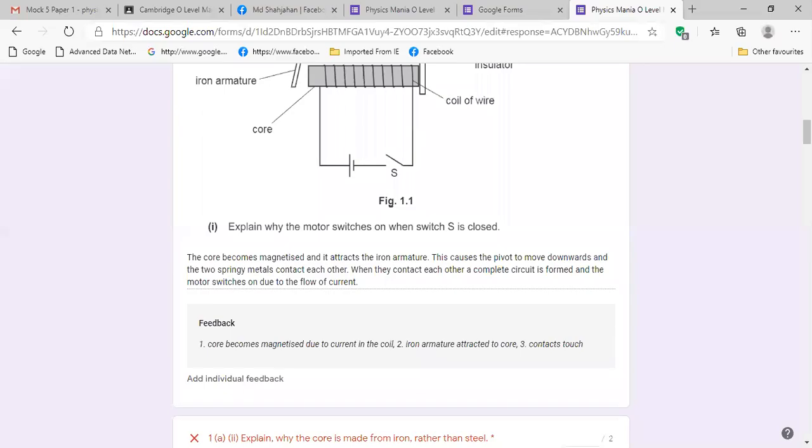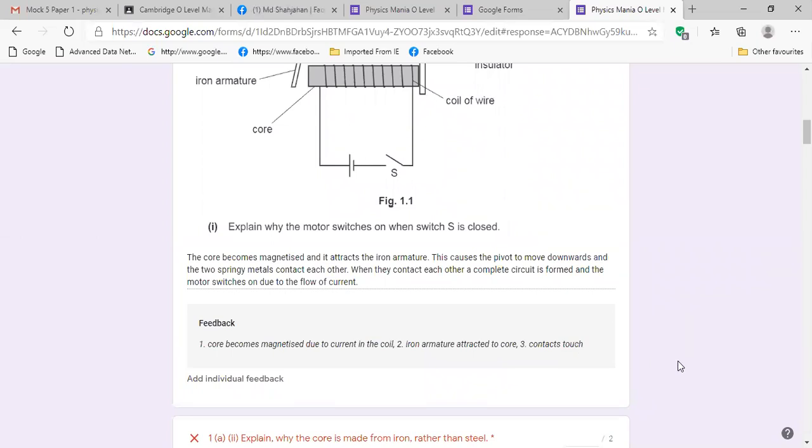Look, you wrote the core becomes magnetized and it attracts the iron armature. This causes the pivot to move downwards and the two springy metals contact each other. When they contact each other, a complete circuit is formed and the motor switches on due to the flow of current. So the core becomes magnetized due to the current in the coil. The iron armature is attracted to the core, contacts touch.